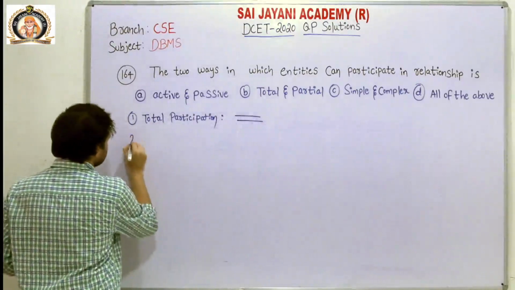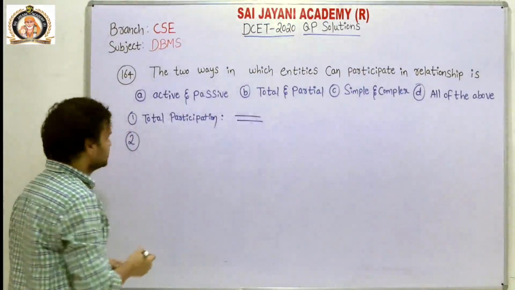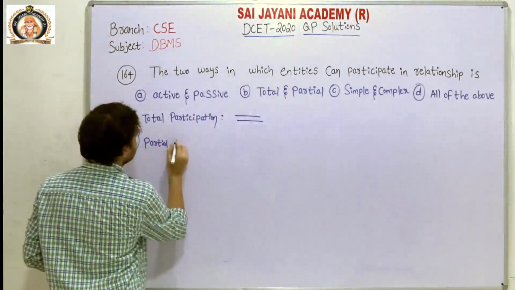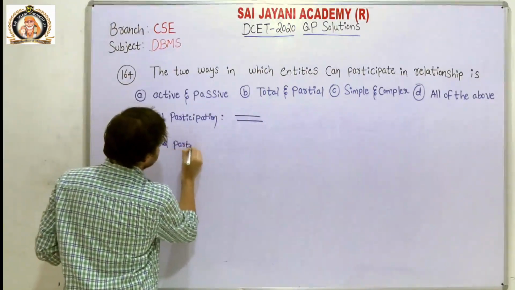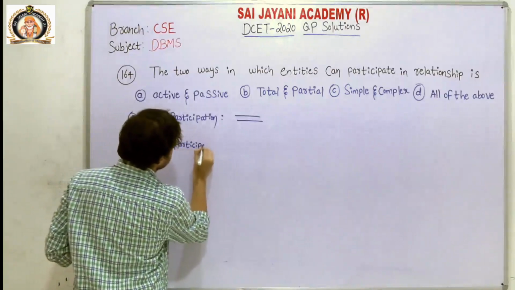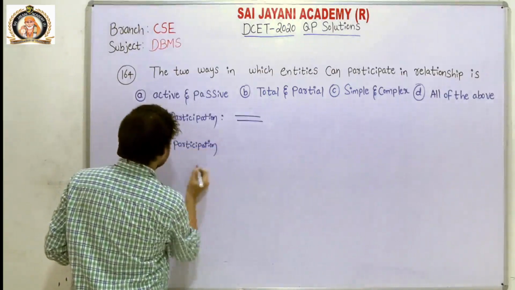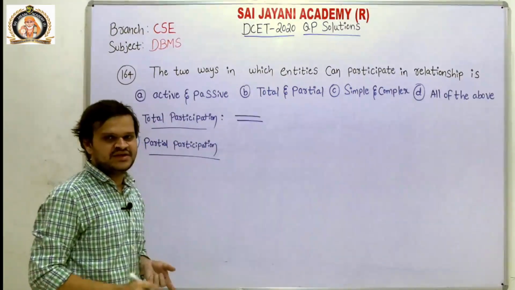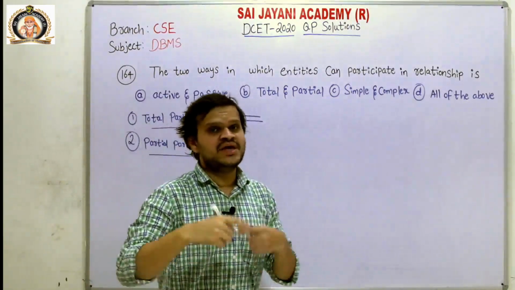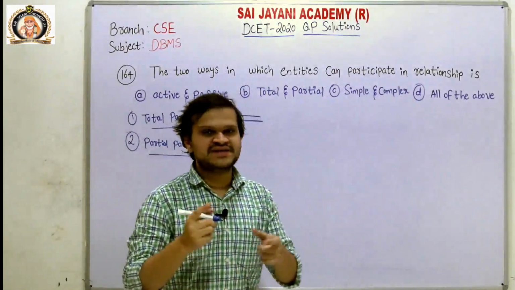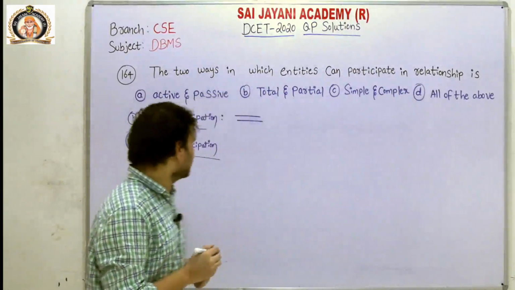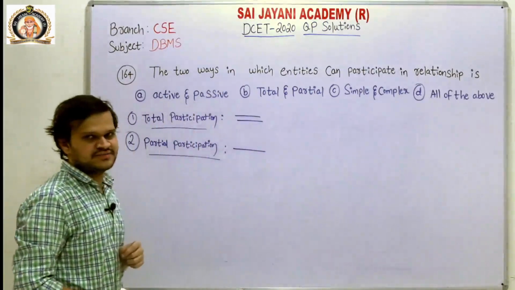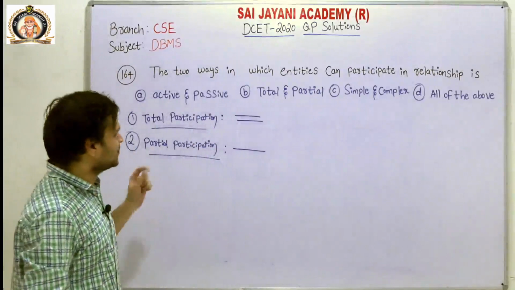Similarly, the second way is called as partial participation. In partial participation, each entity in entity set may or may not participate in a relationship, and this is indicated by single line. I am repeating it once again.